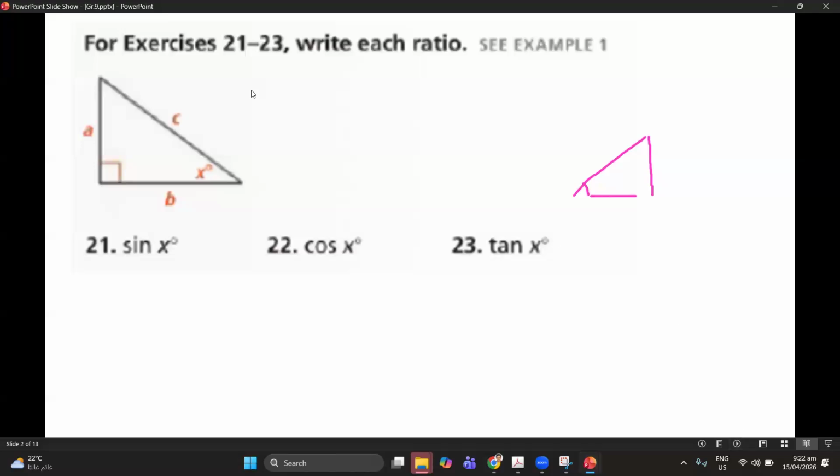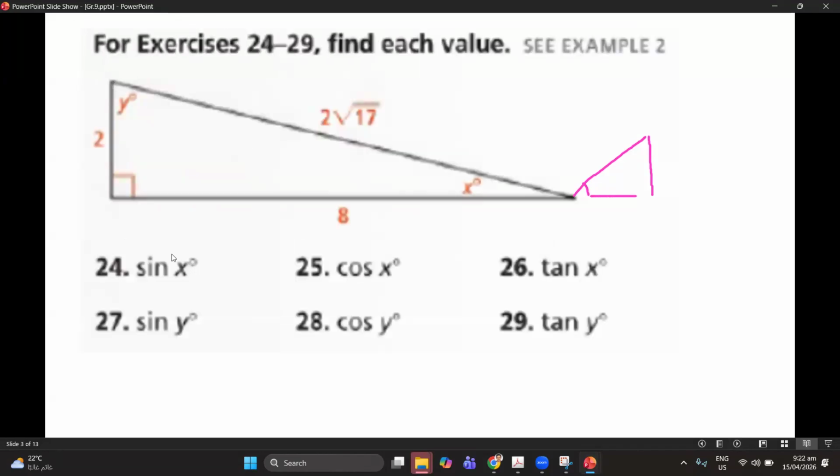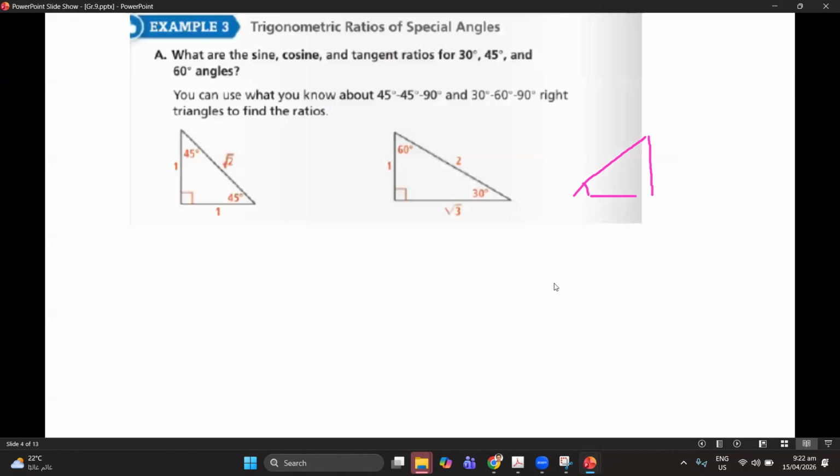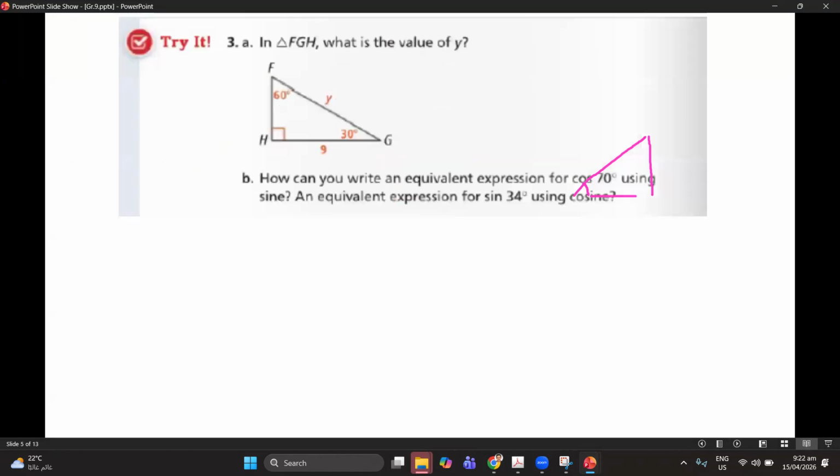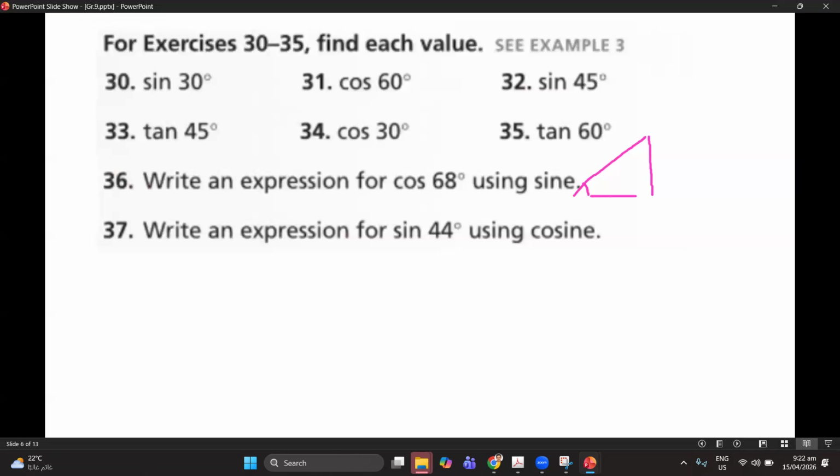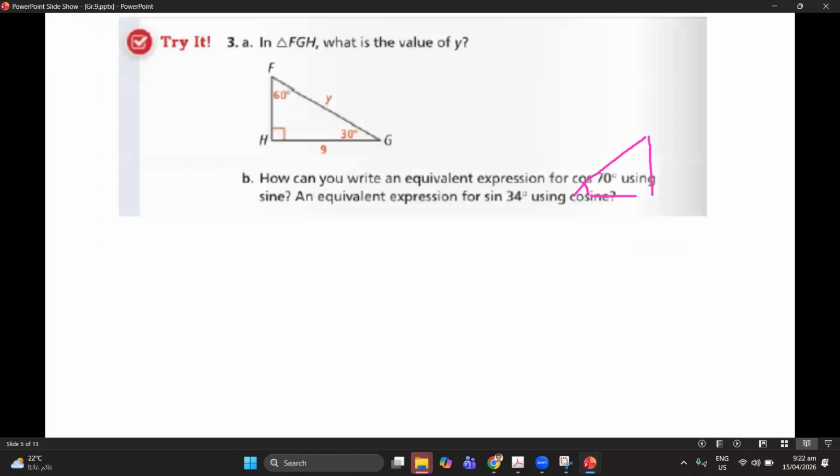We did this exercise here. We learned how to find the sine, cosine, and tan for any of the angles here. Also remember that we did this question. Then I gave you a way to find the sine, cosine, and tan for the special angles, which are 45, 60, and 30. We took example 3 and did it. We didn't take try 3.